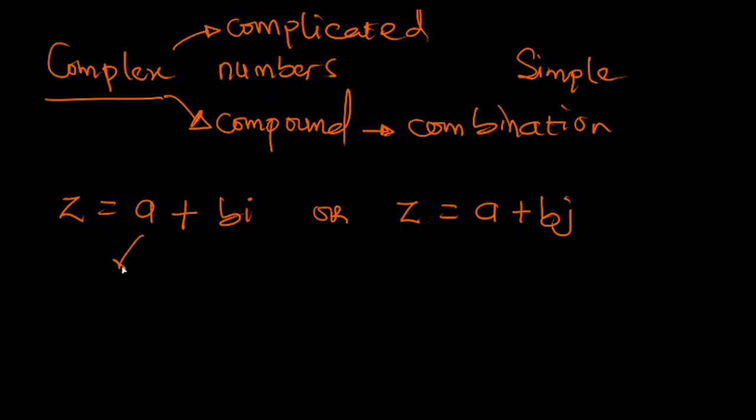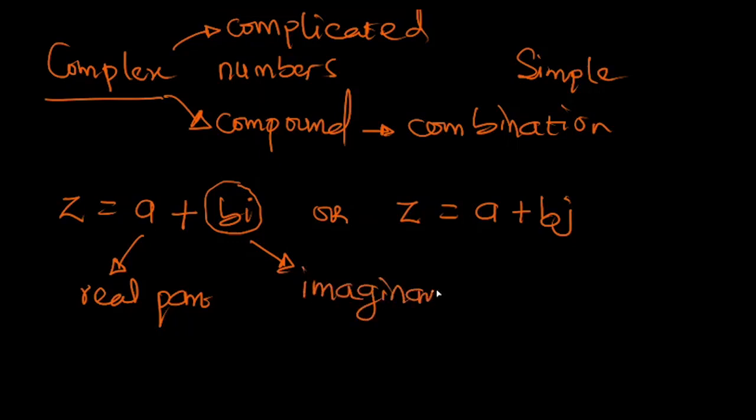Our A here is representing the real part. Remember, I said from the start that a complex is a combination of two parts. That's why it's not simple. It's not a simple number. It's a complex number. The BI here is the imaginary part. The imaginary part.